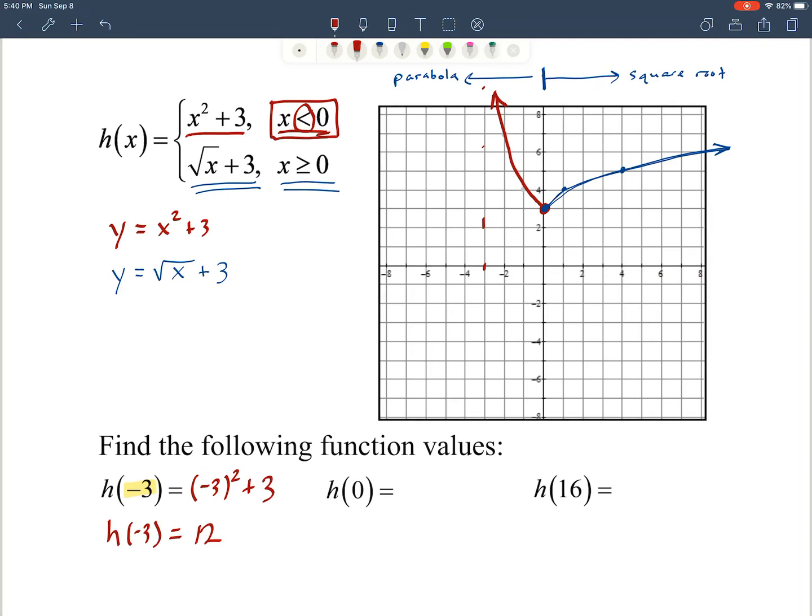Now at 0, we're going to have to use the part of the function that includes 0, which is going to be the square root of x plus 3. So we're going to plug in there the square root of 0 and then plus 3, and that's going to give us an output of 3. So h of 0 equals 3. And then 16 would also fall into that part of the function's domain, so we're going to say the square root of 16 plus 3, which would be 4 plus 3, which is 7. So h of 16 is equal to 7.